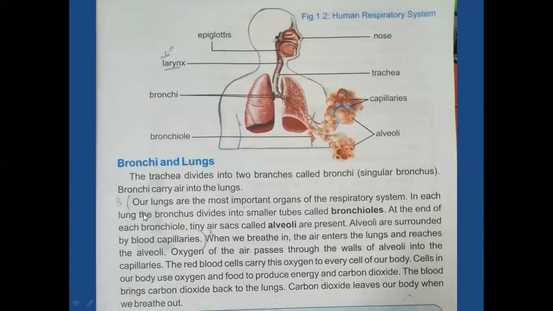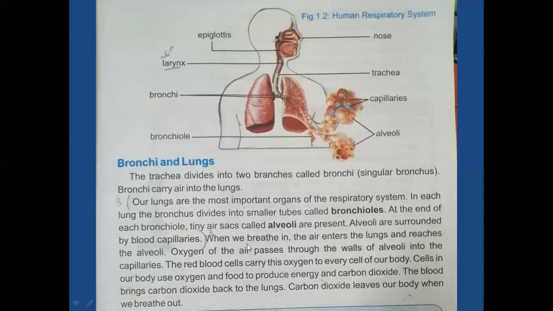In each lung, the bronchus divides into smaller tubes called bronchioles, and at the end of each bronchiole, tiny air sacs called alveoli are present. And these alveoli, I told you, are surrounded by blood capillaries.